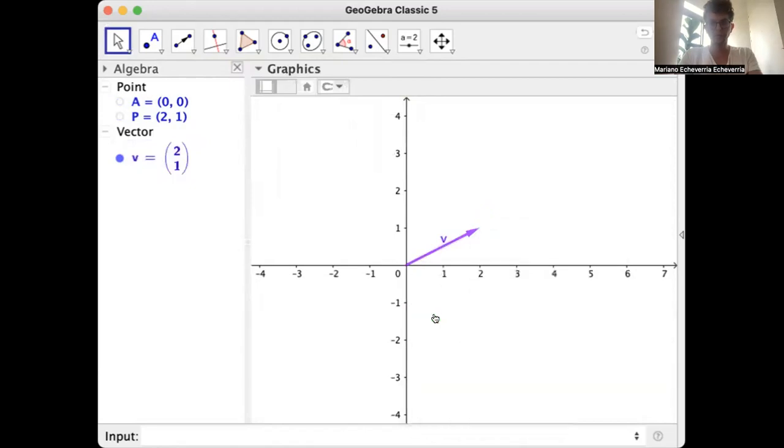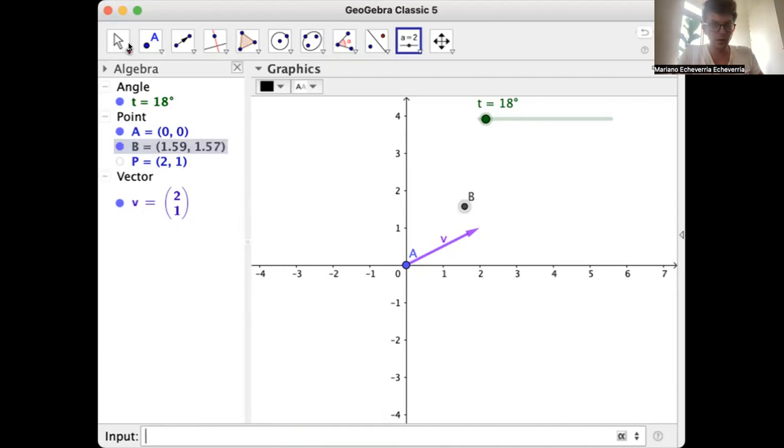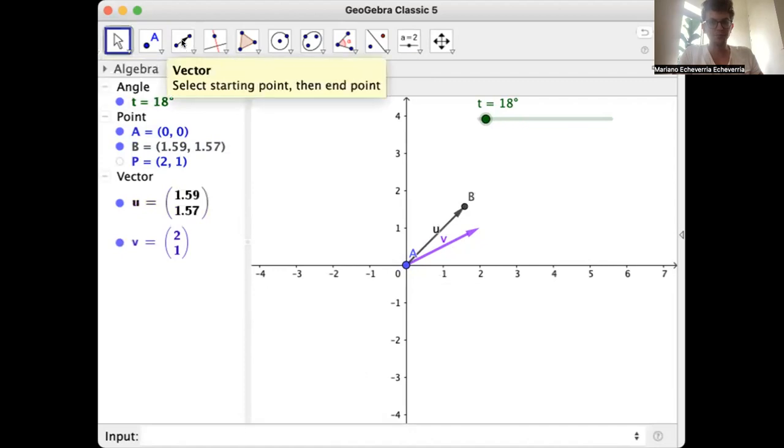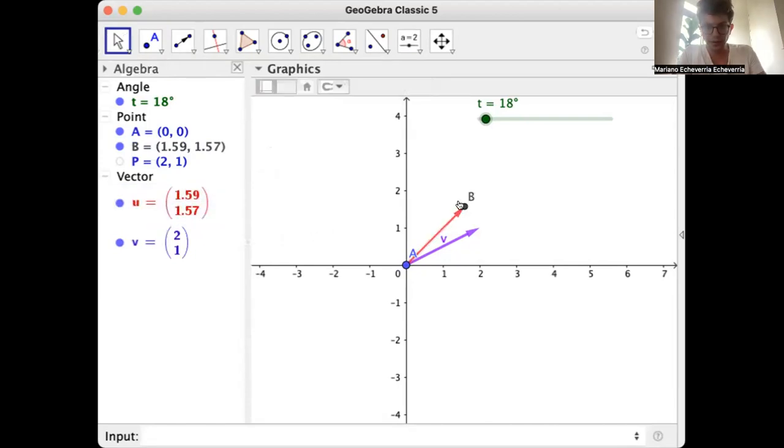We no longer need to see this. Now I'm going to introduce theta, let's call it t. If you look at those formulas, x is 2 and y is 1, so it's like this, and then 2 sine of t, and cosine. So this is going to be the rotated vector.